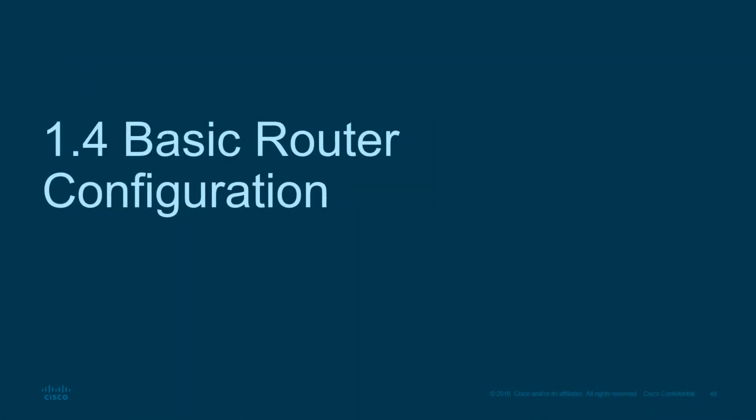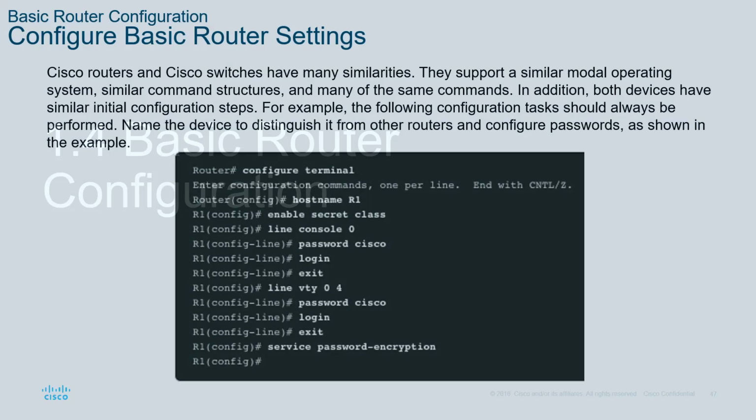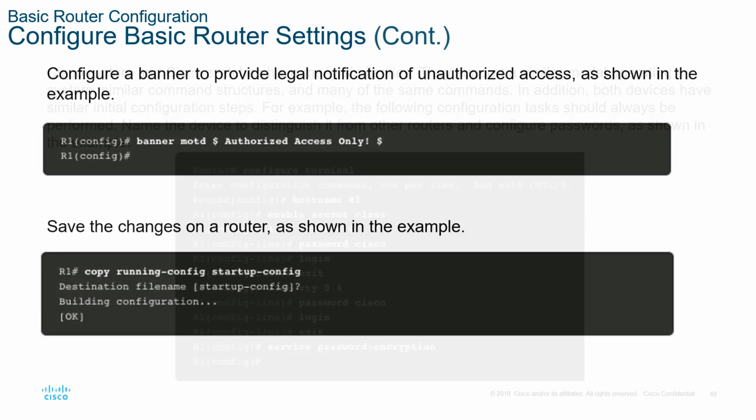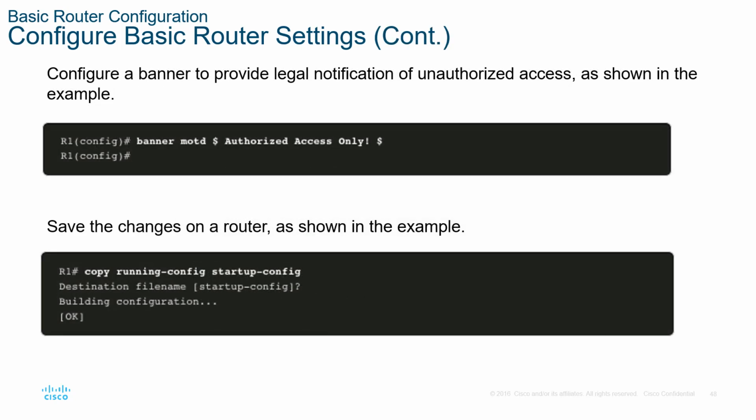Moving on, we have our basic router configuration. Basically, same thing as a switch. You'd be setting up a host name, enabling a secret password, setting up the appropriate line interfaces, a line console 0 and the line VTY. Again, both routers, switches, same thing. We'll also be setting up secured passwords so that no password is left in plain text. That's what the service password-encryption does. And again, common initial configuration for both switches and routers. You also have to set up a banner, and you have to save it.